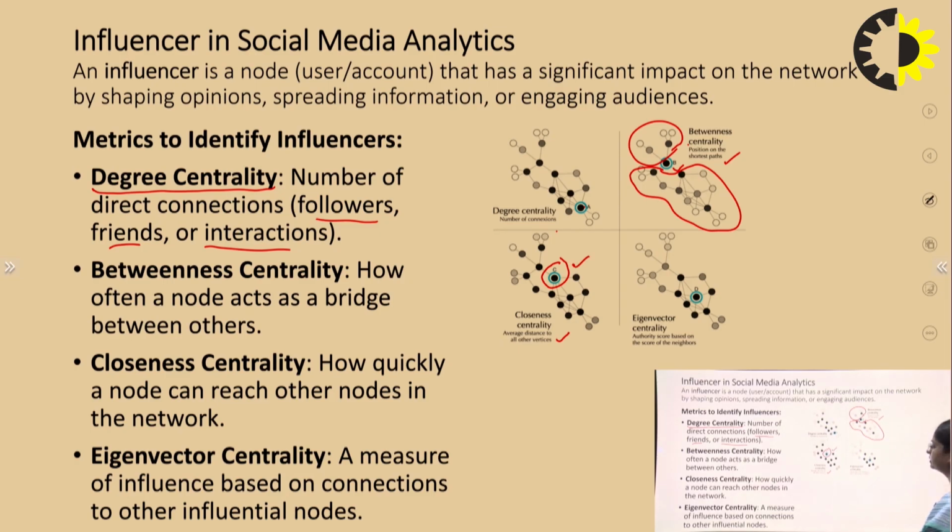And then last is eigenvector centrality, that is authority scores based on the scores of the neighbors, means a measure of influence based on connection to other influential nodes. A measure of influence based on connection to other influential nodes is eigenvector centrality. Here node D has eigenvector centrality. So I hope this concept is clear to you.